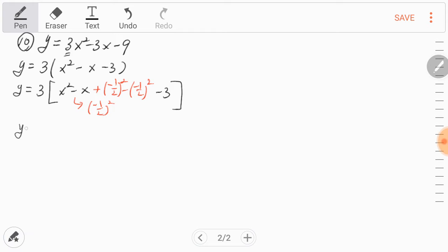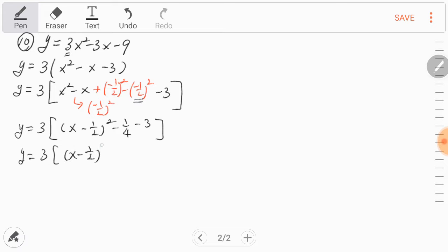So y equals 3 bracket. The first three terms will make it x minus 1/2 squared, minus, okay, this is equal to 1 over 4 minus 3. So y equals 3. Let's simplify the bracket. And adding this 2 is what? 1 over 4 minus, we can multiply both top and bottom by 4. It's 12 over 12.